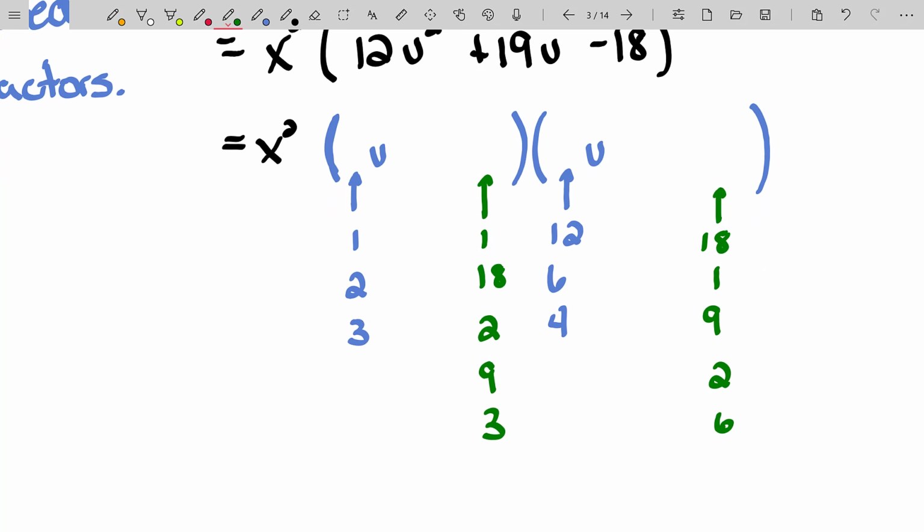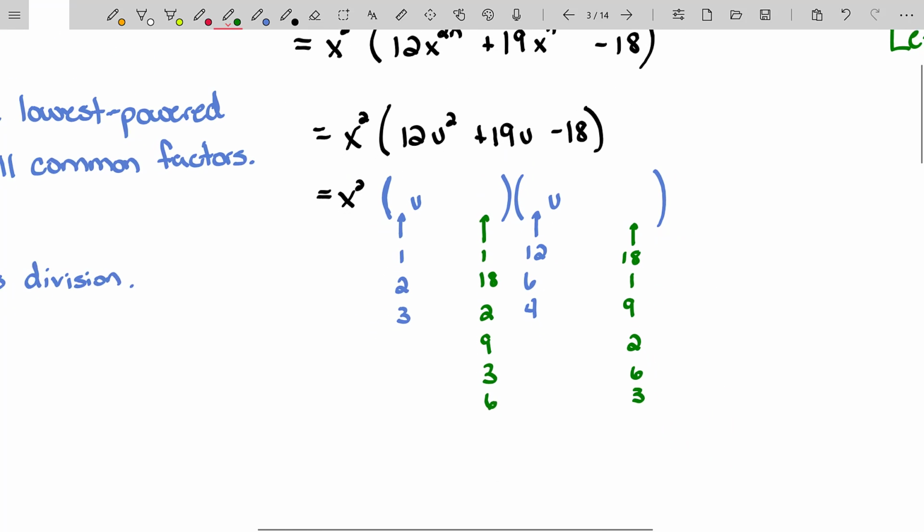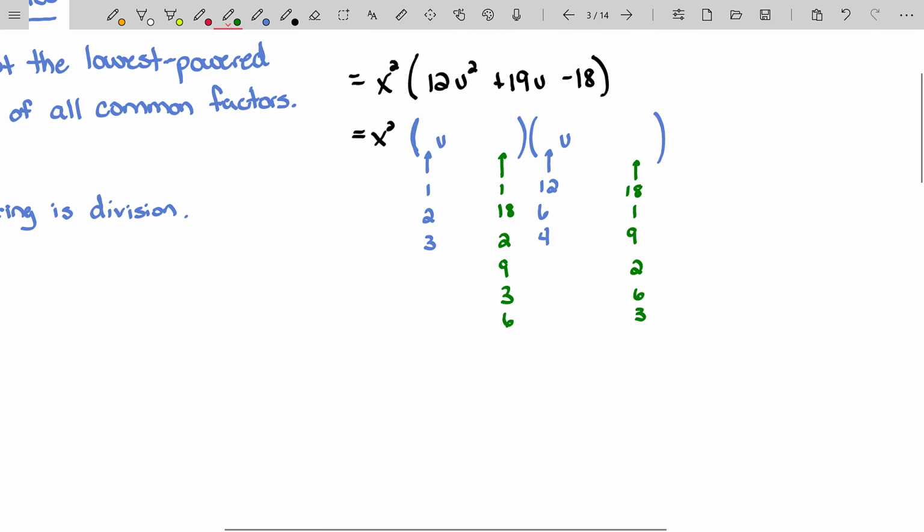3 and 6, or 6 and 3. Are there any other factors? Well, 4 doesn't go into 18, 5 doesn't go into 18, 6 does, but we already have it. And once you say that, then you're pretty much done. There's nothing else you need to do. Once you get to a repeat of something that you've already listed, there's no other work you have to do. So those are my candidates of how this is going to possibly factor.